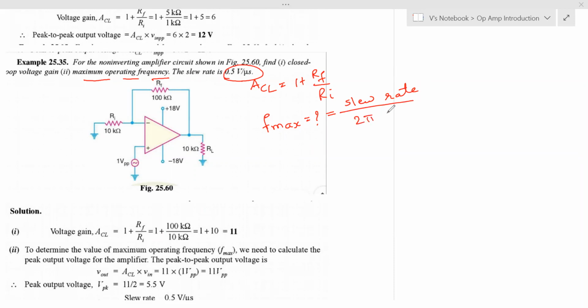2 pi V peak, right? So this is the formula for maximum frequency. Slew rate is given, where to calculate V peak. Now, what is the difference between peak to peak voltage and V peak? These are different things. Okay.